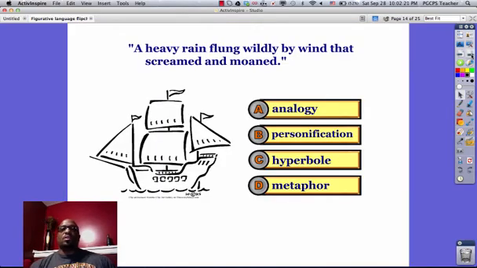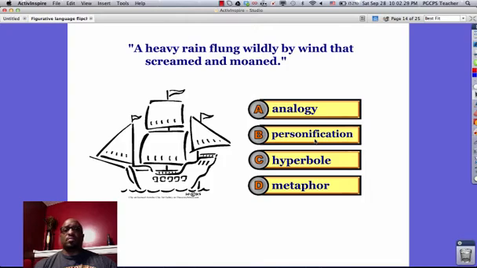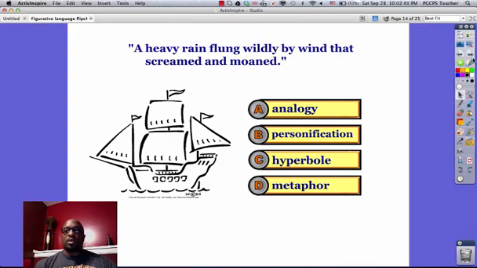A heavy rain flung wildly by wind that screamed and moaned. So now, is this an analogy? Is this a personification? Is it hyperbole? Or is it a metaphor? Go ahead and record your answer to that one. And this is number one. And you can always pause the video if you need to study it and figure it out.